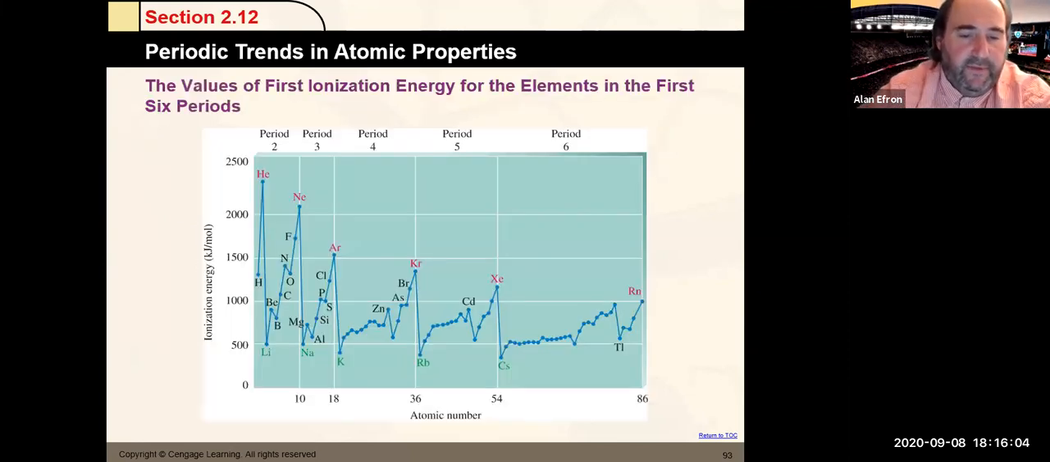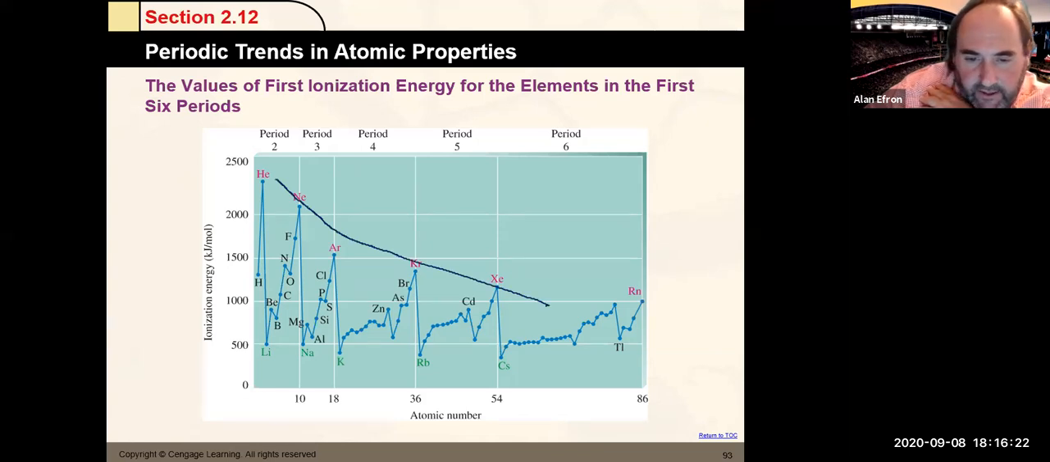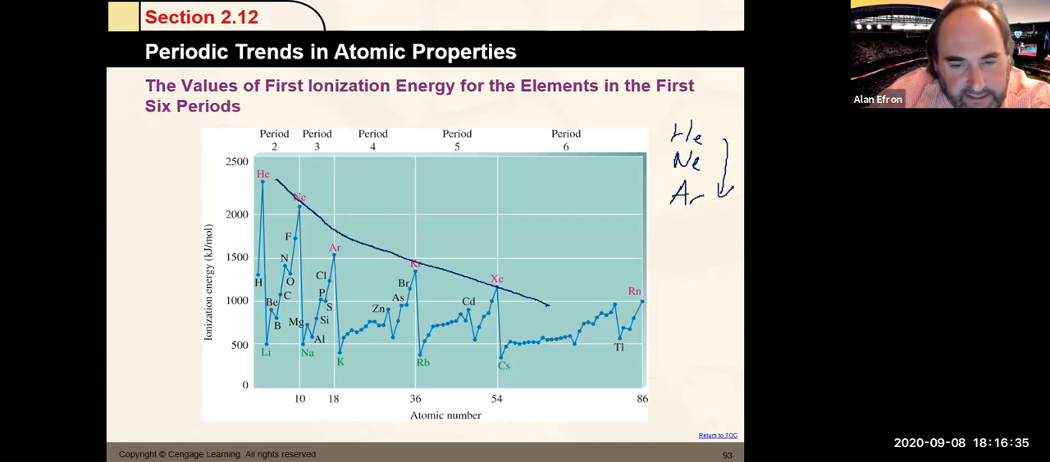So here's the trend in ionization energy as you go down a group on the periodic table. This is helium, neon, argon, krypton. That's group 8 on top. And the general trend, as you can see, is to decrease as you go downward on the periodic table. As we go down this way, ionization energy starts to decrease, and we see that trend.